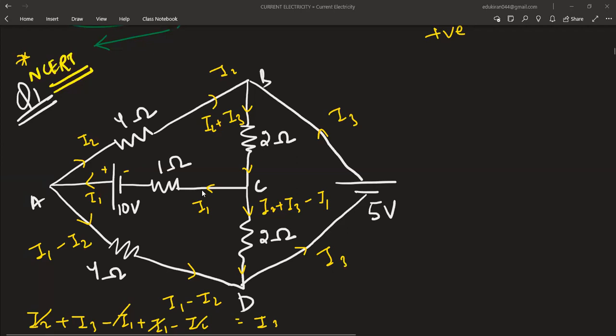So while checking, this clears the fact that yes, I have solved and put the current properly, because if I have not put it, then some of the current would have been left.